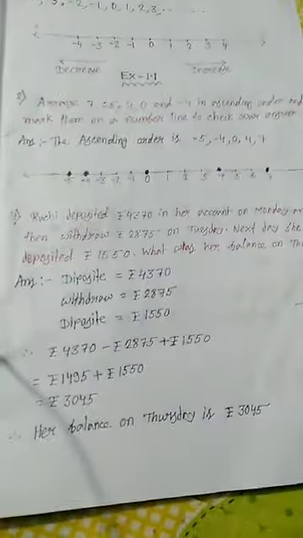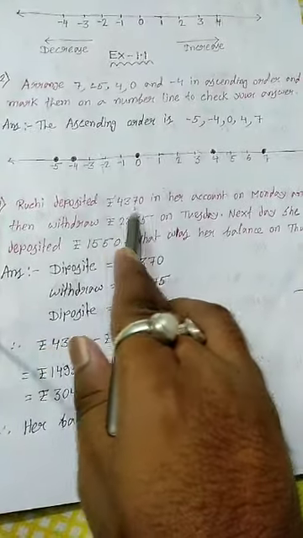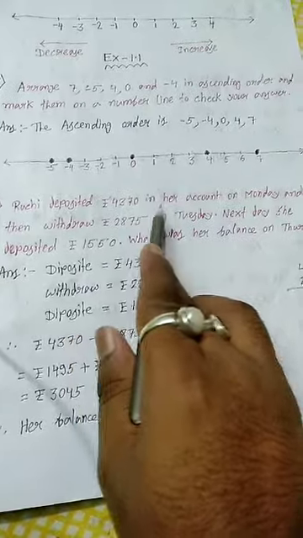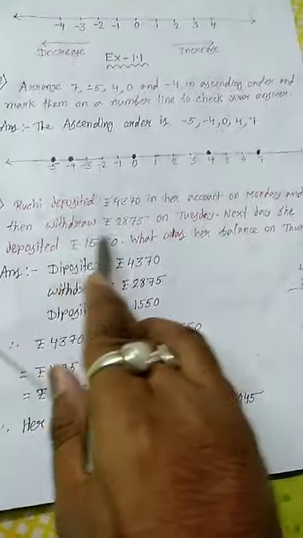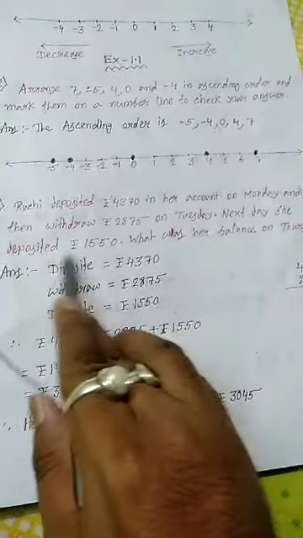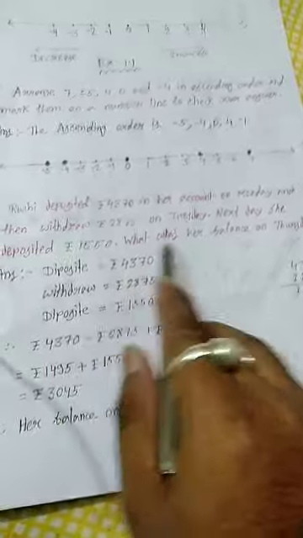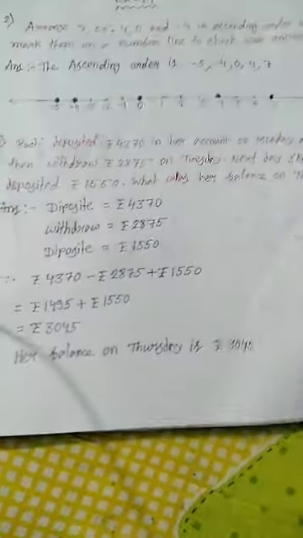Now go to the next problem. Question number 4. Ruchi deposited this much amount in her account on Monday, and then withdrew this much amount on Tuesday. The next day she deposited again this much amount. What was the balance on Thursday?